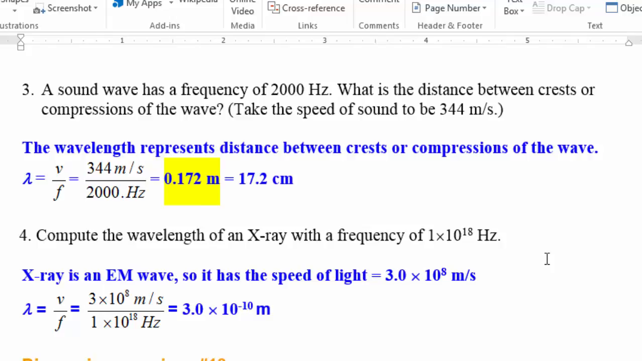0.172 meters. Okay, question number 4. Again, try to solve it yourself first, and whenever you are done, you can check the solution. Here we are asked to find the wavelength of an X-ray that has a frequency of 1 times 10 to the power 18 hertz. Now, X-ray is part of the electromagnetic spectrum. Hence, it has the speed of light, which is 3 times 10 to the power 8 meters per second. So to find the wavelength, we divide the speed of light by the frequency given, and this will yield 3 times 10 to the negative 10 meters. And we expect the wavelength to be very short because X-ray has very high frequency.